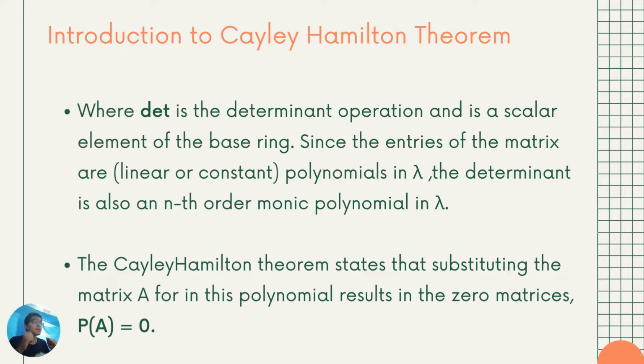Now, the Cayley Hamilton theorem states that substituting the matrix A in this polynomial results in the zero matrix, that is P of A equal to 0. Essentially what he says is there is a chance that lambda is equal to A and P of A, which is the characteristic equation solution, is equal to 0 when you substitute A in the place of lambda.